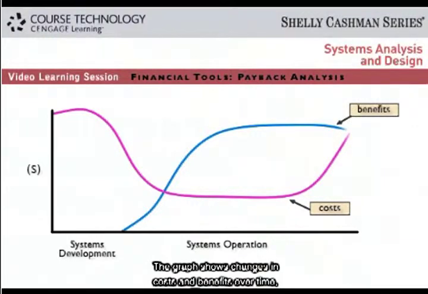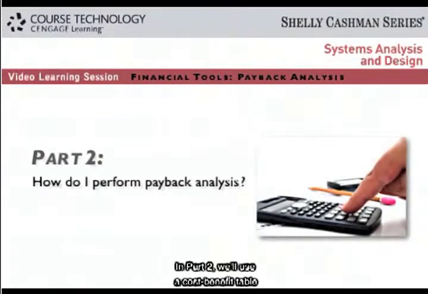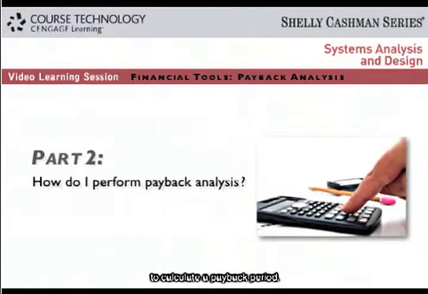The graph shows changes in costs and benefits over time. But to find the payback period, we need to work with cumulative costs and benefits. That requires a different calculation, as you'll see. In Part 2, we'll use a cost-benefit table to calculate a payback period.